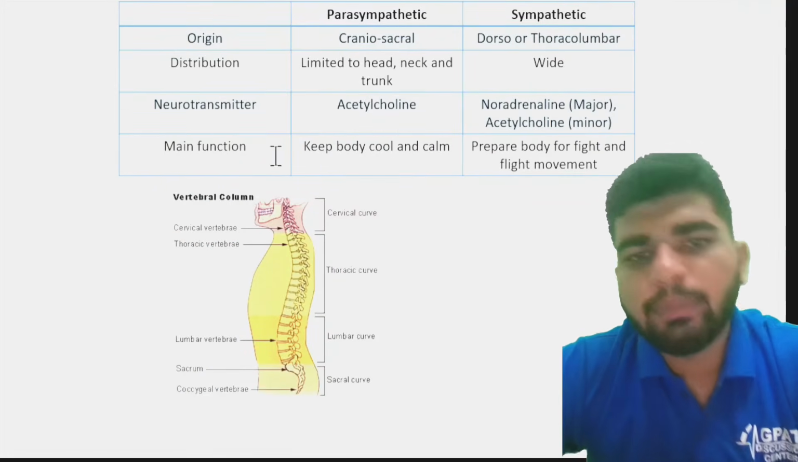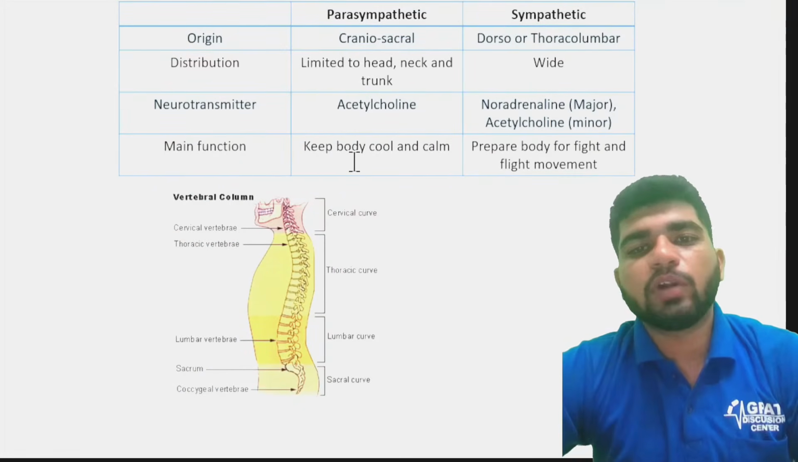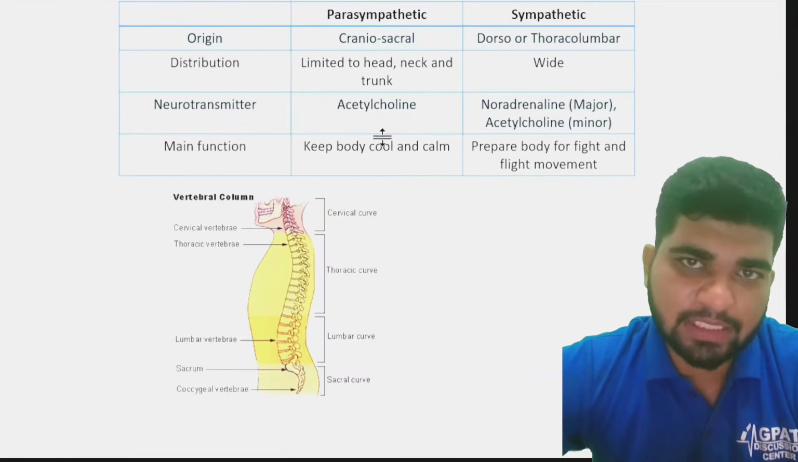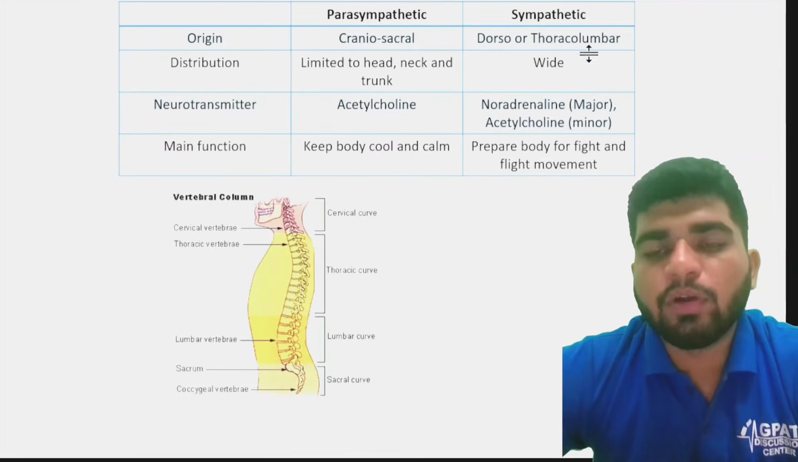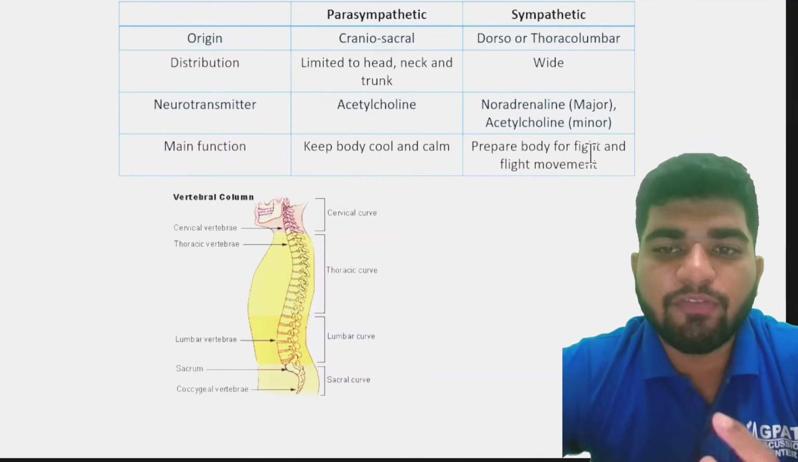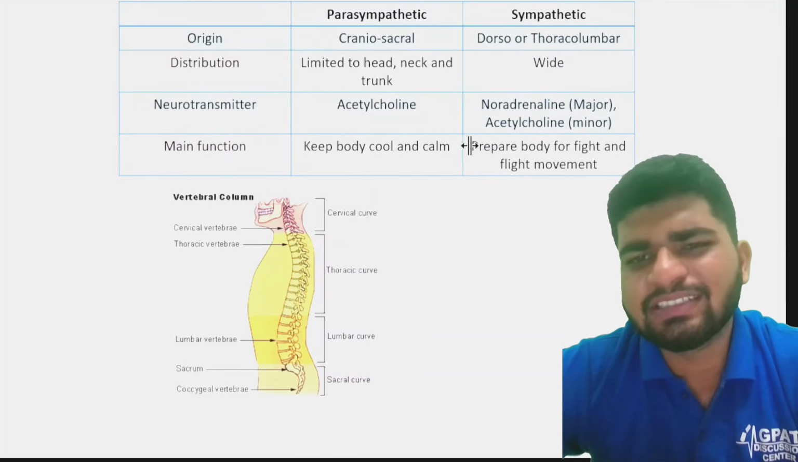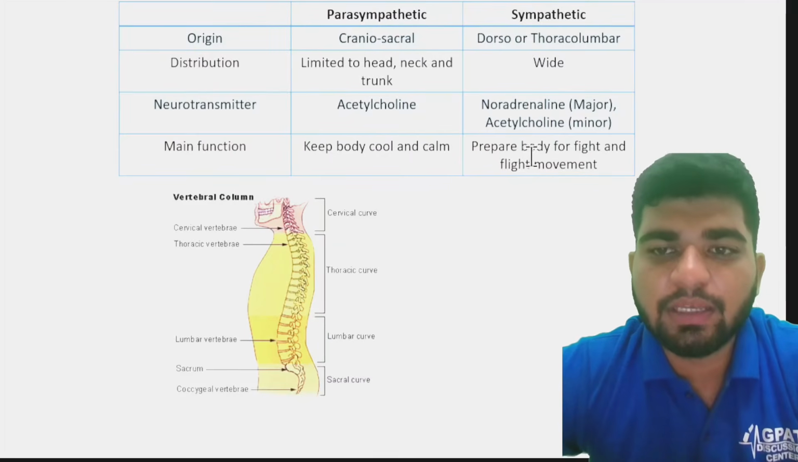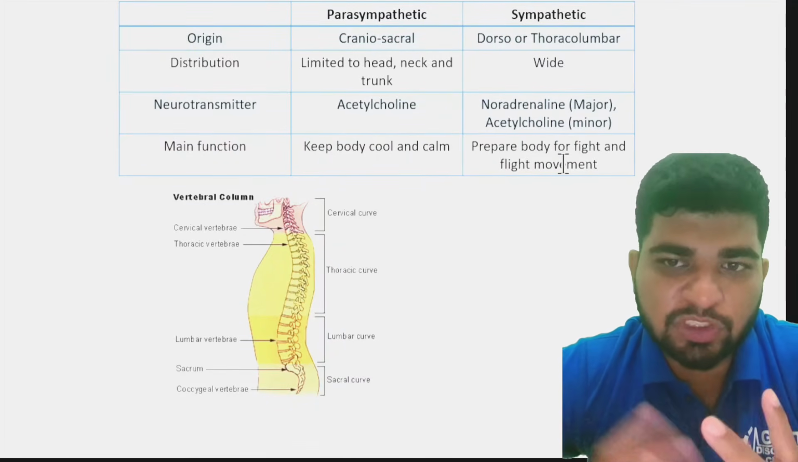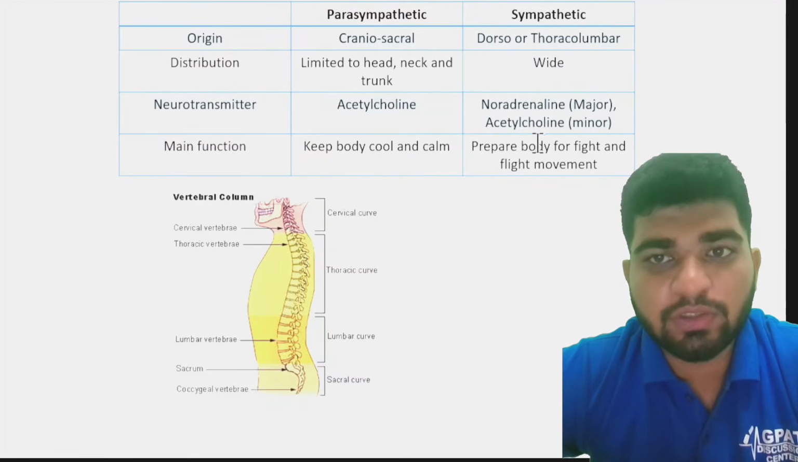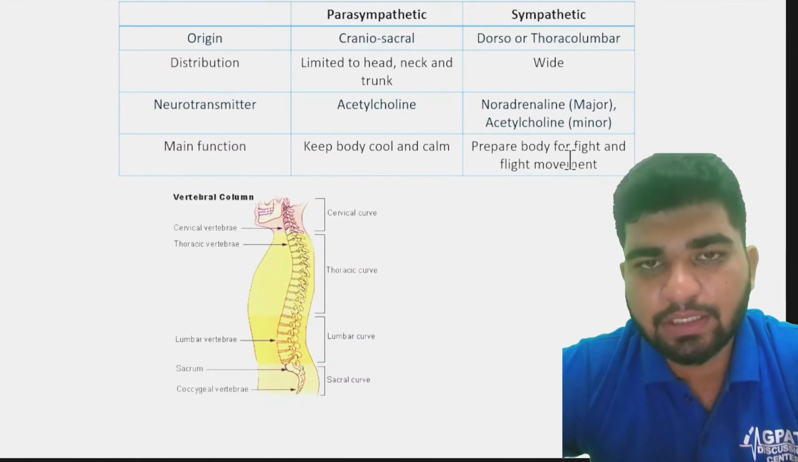The main function of the parasympathetic nervous system is to keep the body cool, calm, composed, and relaxed. But the sympathetic system prepares your body for fight and flight. I don't know how many times this comes up in the exam: which kind of nervous system is responsible for preparing the body for fight and flight? The answer will be the sympathetic nervous system.